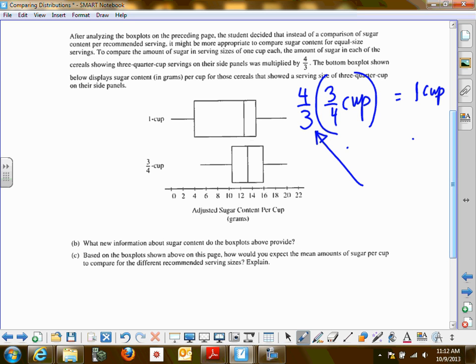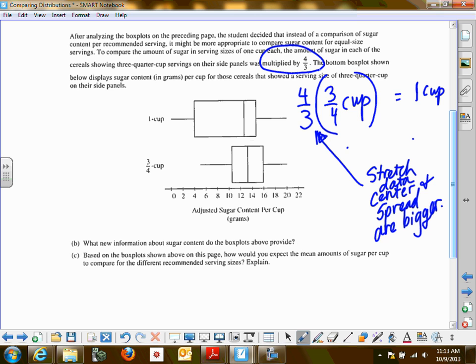No. Okay, 4/3. It's going to stretch it. Very good. It's going to stretch the data and change what specifically? Does center and spread, do they both get affected? Yes. Center and spread are now bigger. Okay, this is just us making a mental note. That's what they were getting at by telling you that they were multiplying by 4/3. They were taking it through a transformation.